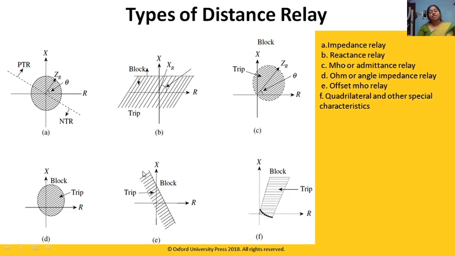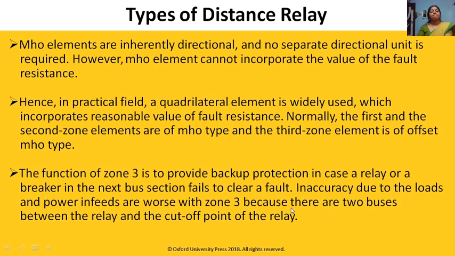Okay, this is directional unit. This will always be added in the non-directional element relay. Now this is quadrilateral relay. Mho elements are inherently directional and no separate directional unit is required. However, mho element cannot incorporate the value of fault resistance. This we'll see next lecture. Hence, in practice the quadrilateral element is widely used, which incorporates a reasonable value of fault resistance.